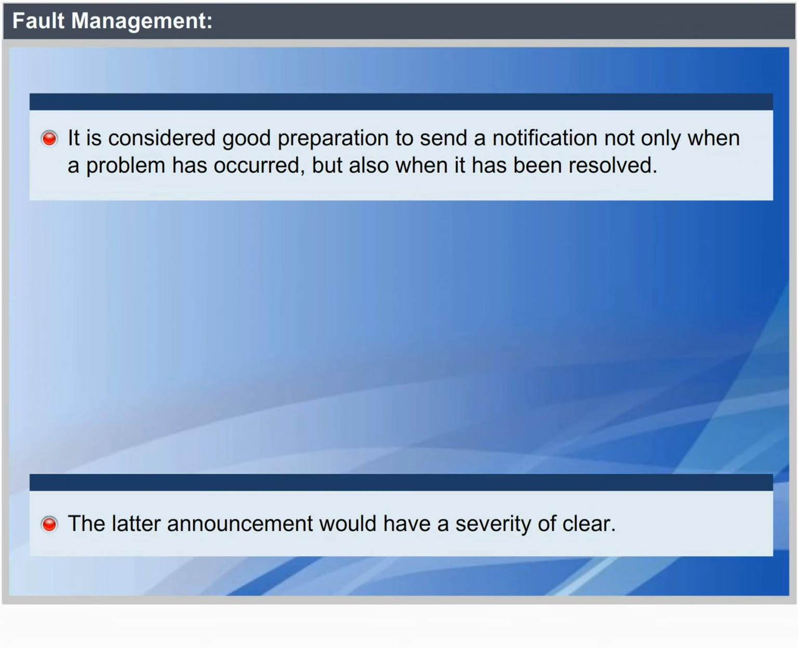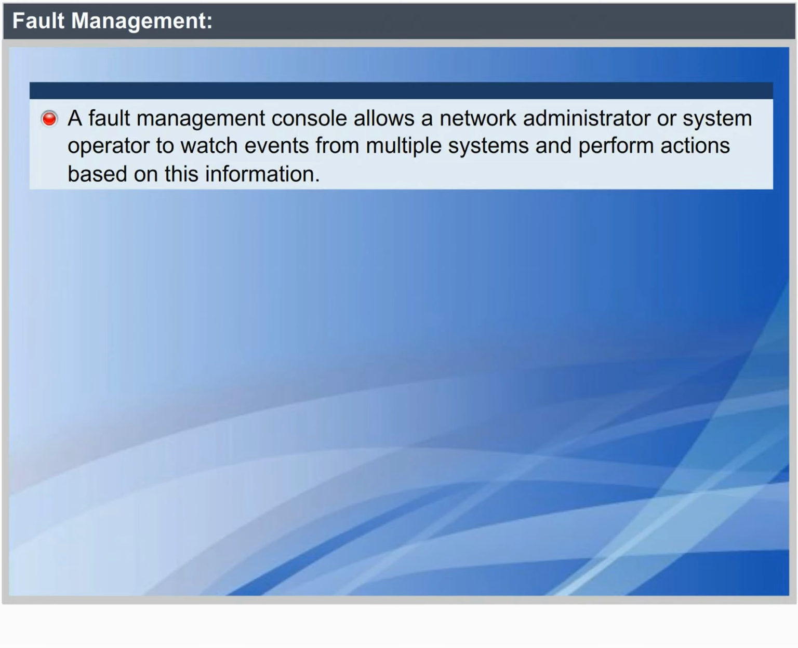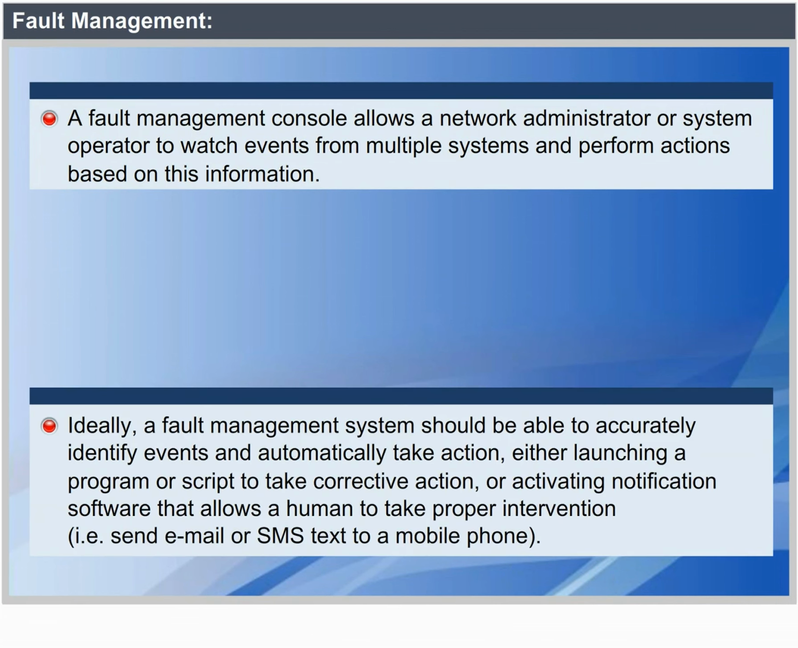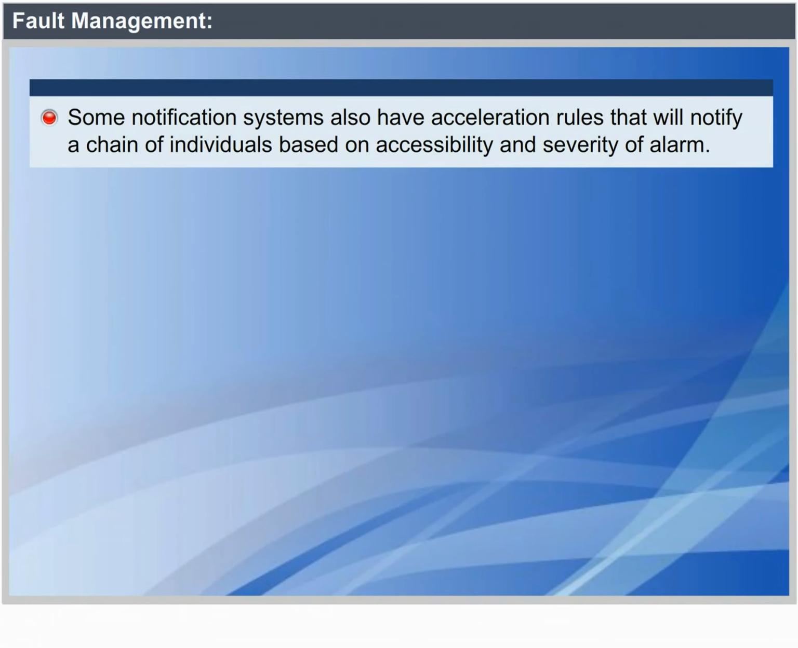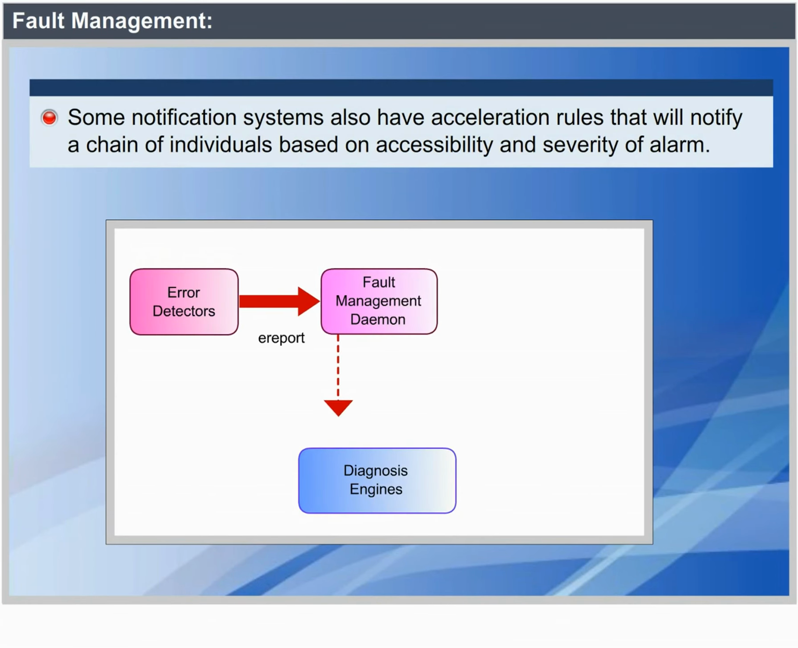A fault management console allows a network administrator or system operator to monitor events from multiple systems and perform actions based on this information. Ideally, a fault manager system should be able to correctly identify events and automatically take action, either launching a program or script to take corrective action, or activating notification software that allows a human to take proper intervention, that is, send email or SMS text to a mobile phone. Some notification systems also have escalation rules that will notify a chain of individuals based on availability and severity of alarm.